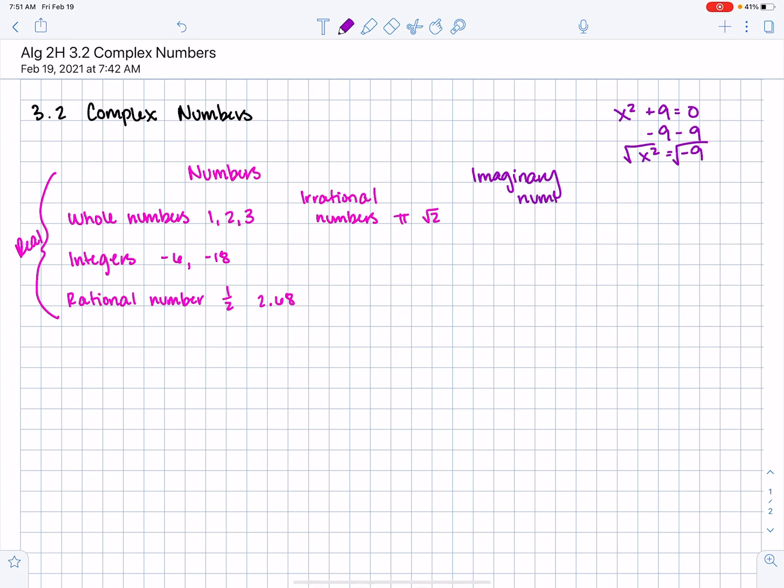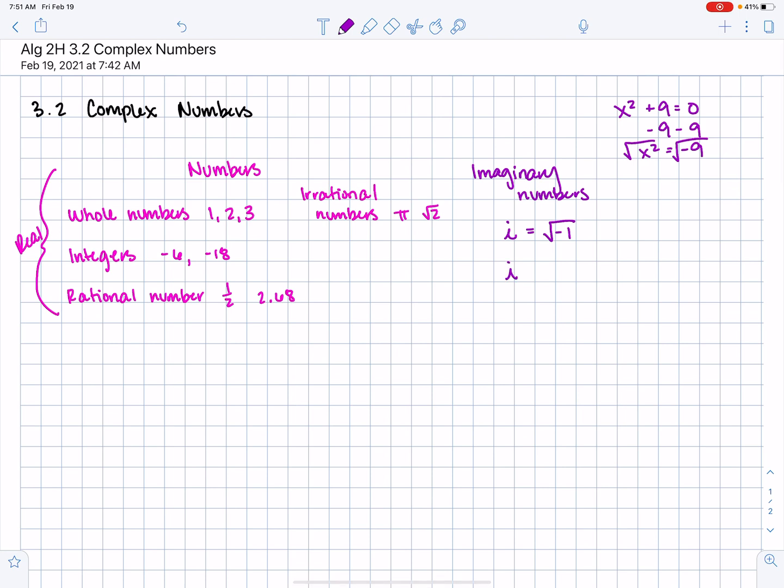Imaginary numbers. The imaginary unit is what we call i, and i is equal to the square root of -1. What's so special about i is that i squared is then equal to -1. Now all of our real numbers and our imaginary numbers fit under the heading of complex numbers. So complex numbers can either be these numbers that we're used to, or they can include these new imaginary numbers, or i.